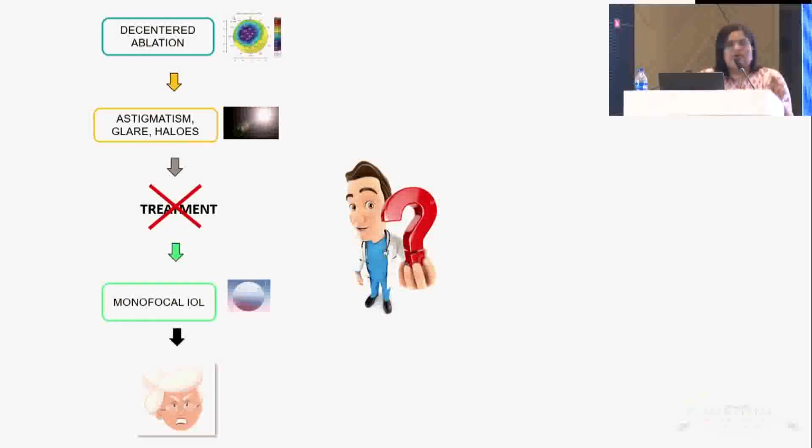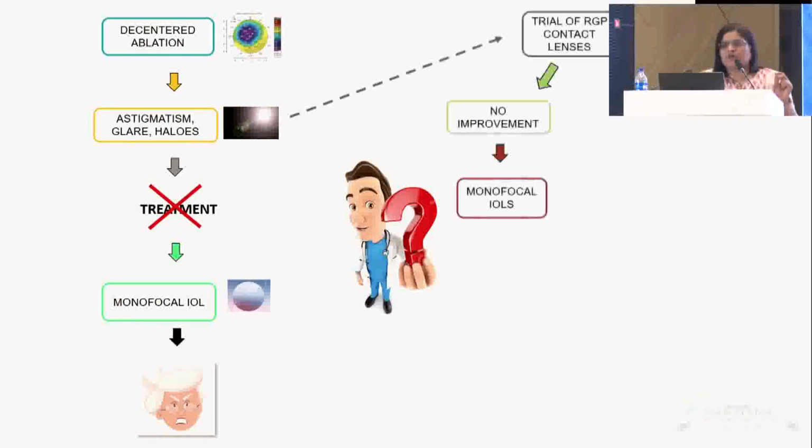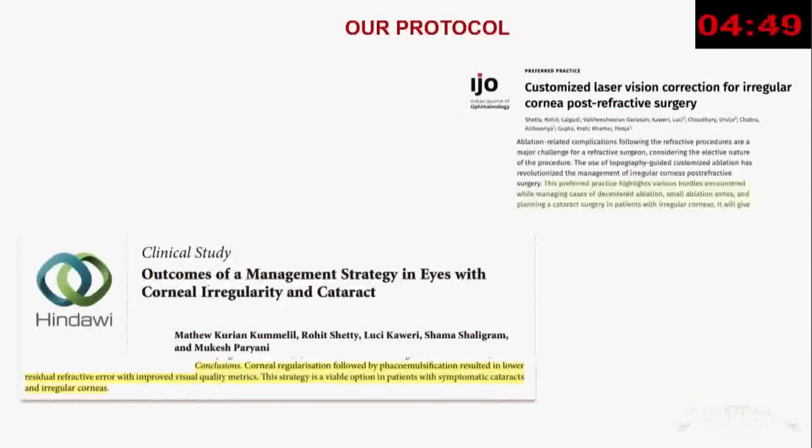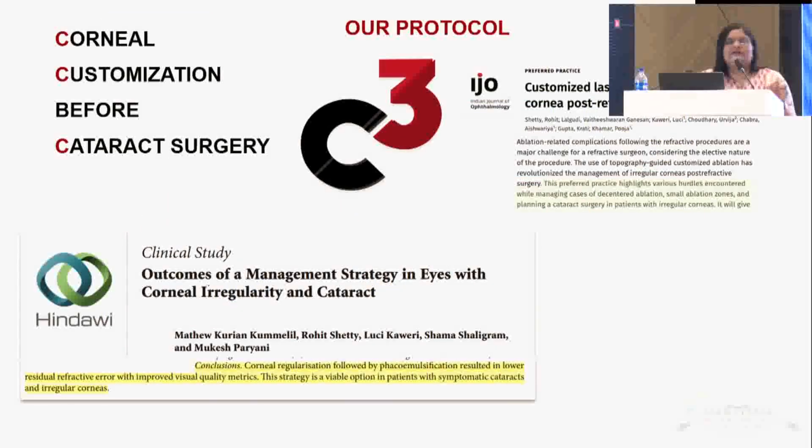Without treatment, if you give even a monofocal IOL, the patient is going to be super unhappy. What you do is you give a trial of RGP contact lenses. If there is no improvement, go for monofocal IOLs. But if you see that there is improvement in visual quality, if you see that corneal regularization will benefit, do a TCAT, do IOL power calculation, and then you can even go for a multifocal diffractive IOL implantation with this. Our protocol has been corneal customization before cataract surgery, and we've published 2 beautiful papers regarding the same.